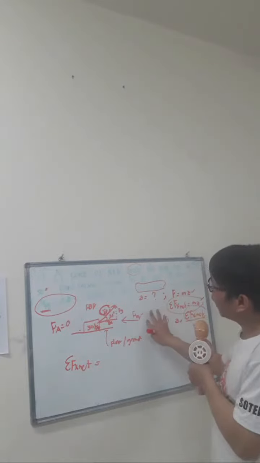Okay, this is the FKF that tries to act as an opposing force against the tension force. The tension force is the applied force, and it is going to the right. It's going to be like that.